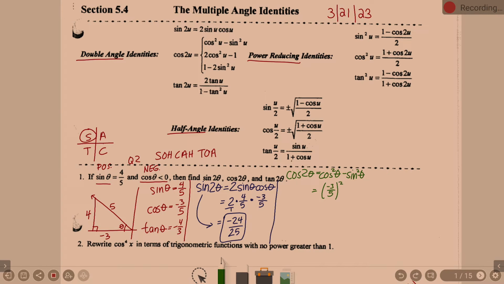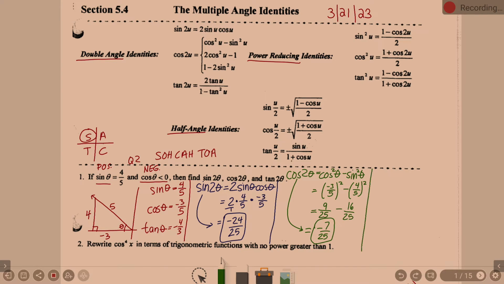Negative 3/5. So negative 3/5 squared minus what sine? 4/5, quantity squared. What is negative 3/5 quantity squared? 9 over 25. 4/5 squared is 16 over 25. 9 over 25 minus 16 over 25 is negative 7 over 25. And that is cosine of 2 theta.